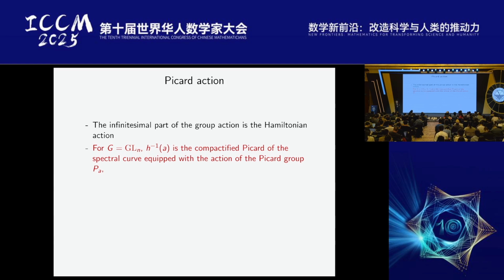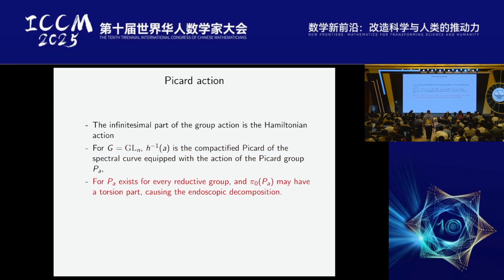In the case of GL_n, that doesn't give you any interesting decomposition, because the π_0 of the Picard, the connected component group, is Z to some power. So there is no torsion part in it. But for other groups, there will be a very interesting torsion part in the Picard action. For other reductive groups, the π_0 of the Picard can define some kind of Picard action canonically, and the π_0 may have some torsion part, and the torsion part can jump around, become bigger and smaller, and that is how I get a very interesting decomposition of the Hitchin fibration.